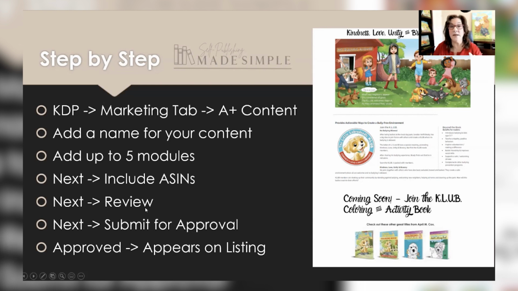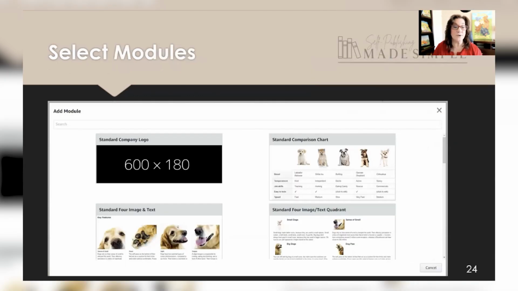Then go and hit next and review. It gives you a preview of what it's going to look like. Add some extra space, make some updates, and then you go to next and submit for approval of the content. If you are submitting it yourself, 4 days for that content to get approved by Amazon. If someone like me is doing it for you, it's all automated and it's on your listing within 5 minutes typically. So this is the basic process you'll go through.